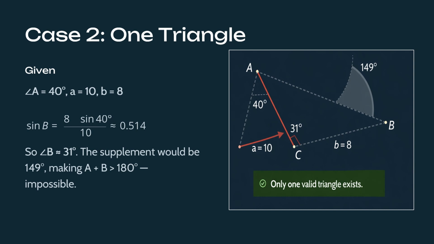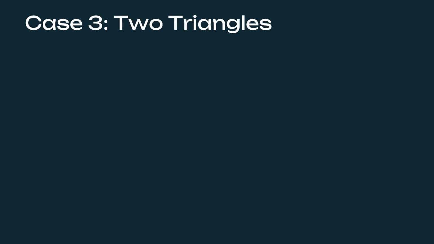We've seen how SSA triangles can lead to no solution or just one solution. Now, let's explore the most fascinating scenario, the third case, where two distinct triangles can actually be formed. Here's an example. Angle A is 40 degrees. Side a is 8 and side b is 10.